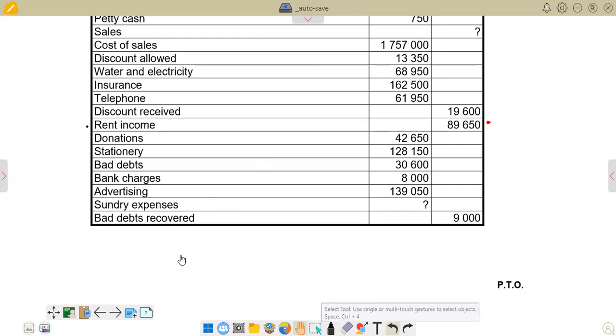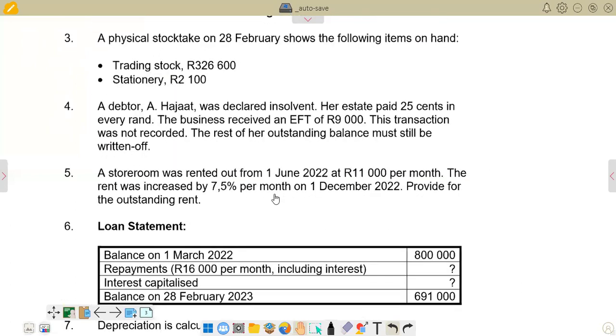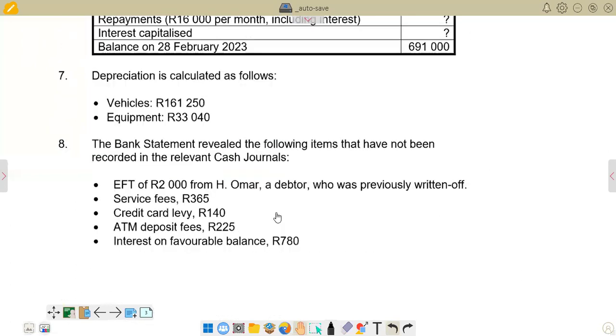So we have got bad debts recovered as income there. Before we enter it, we also have to check in the extra information if we've got anything to do with bad debts recovered. If you don't have, we just take 9,000 and put it in the income statement. But if you go there, you're going to go through everything, item by item, to see if you've got anything to do with bad debts recovered.